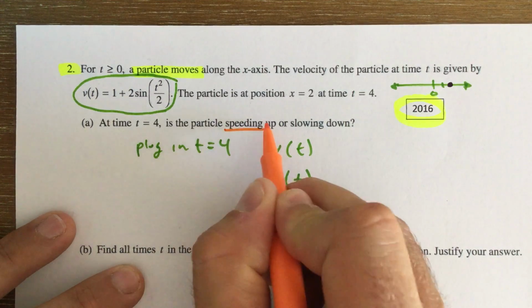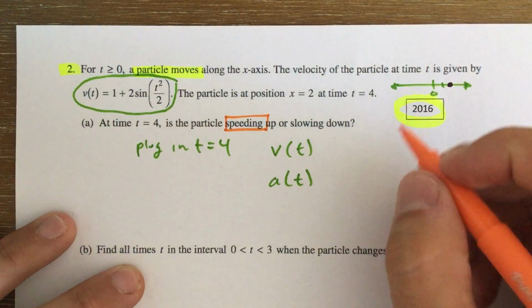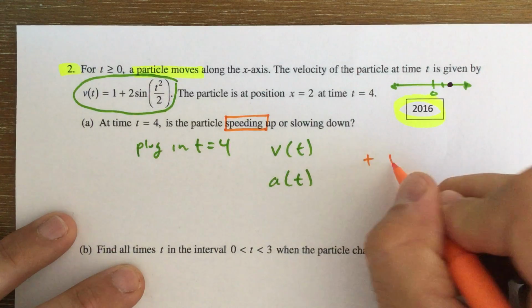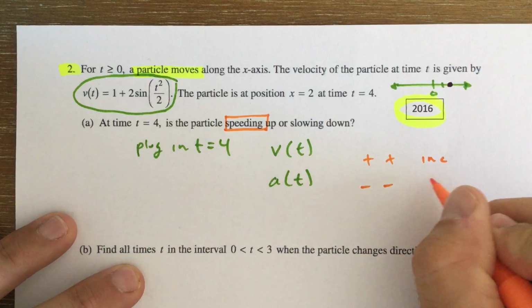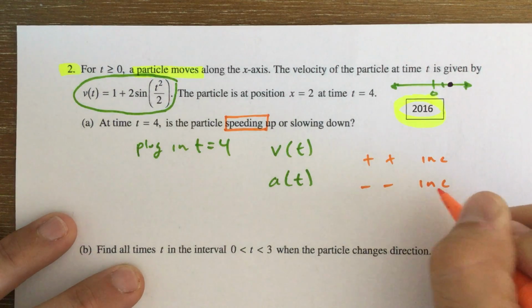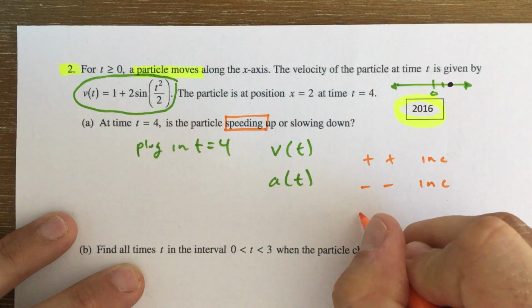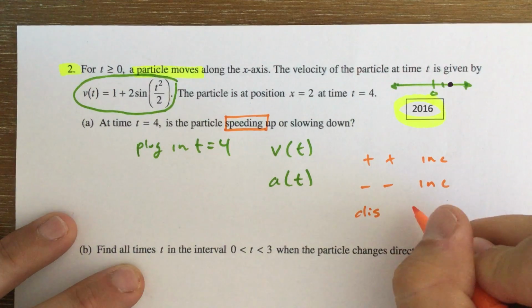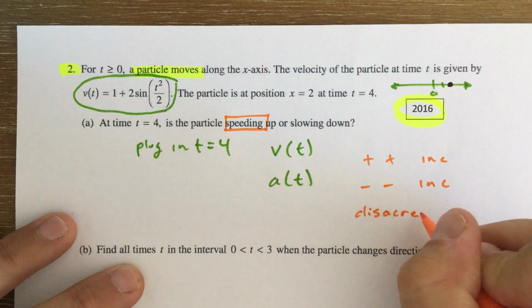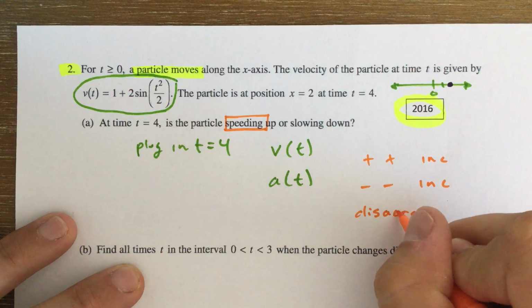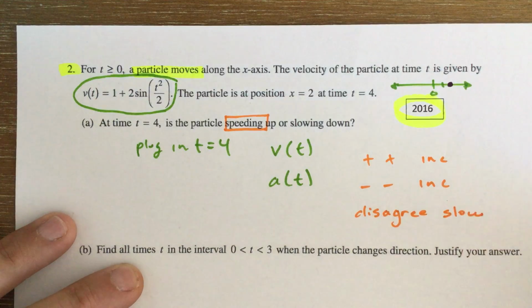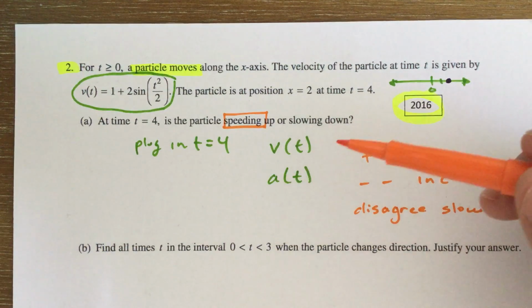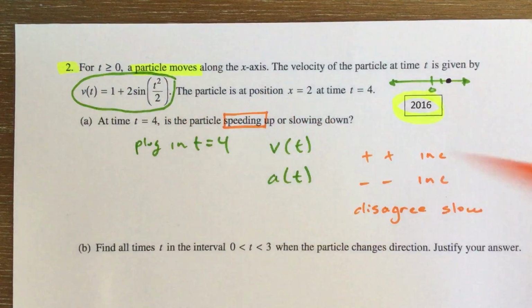Anytime it's asking about speeding up or slowing down, you need to figure out if the velocity and acceleration agree. If it's positive and positive, then it's increasing in speed. If it's negative and negative, then it's increasing in speed, just in the negative direction. And if they disagree, one of each, then it is going to be slowing down. All right? So go ahead and plug in on a calculator. You don't want to do this by hand, right? You want to use a calculator because you have to be quick.